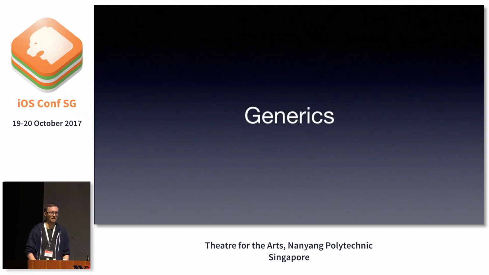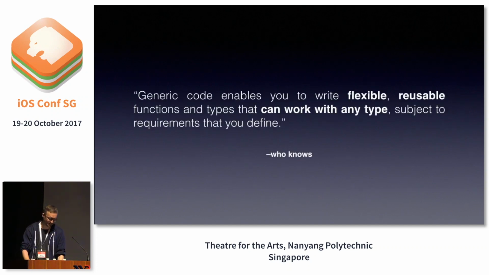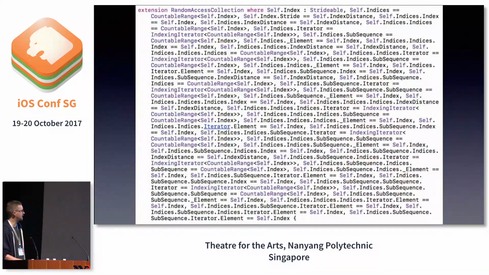But we go to generics. I love it, and I deleted a lot of slides yesterday, but I had to. What is generic code? Generic code enables you to write flexible, reusable functions and types that can work with any type. And you can, of course, add constraints. These are real-life generic constraints I got for once. I showed it just to show you that generics can be quite complicated, not just for us, but also for the compiler.